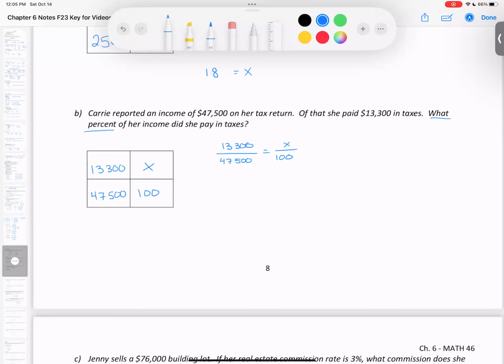Okay, so let's solve for X now. I'm going to multiply both sides of this equation by 100, because whatever I do to the right, I have to do to the left. If I multiply the right by 100, those two 100s will cancel out and I'm left with just X. So X is 100 times 13,300 all over 47,500. Now we can do that calculation. And what do we get?